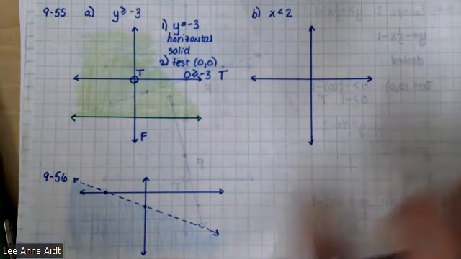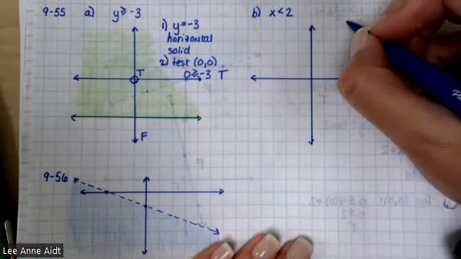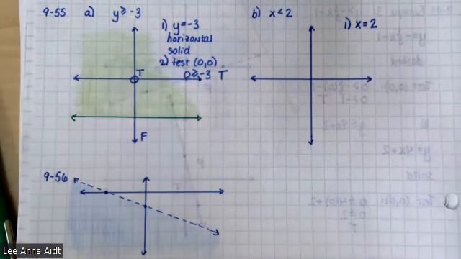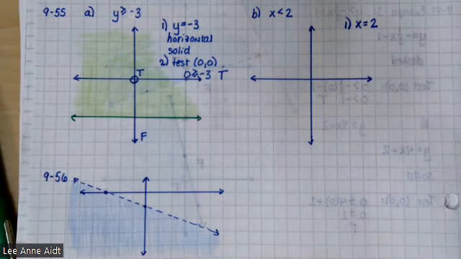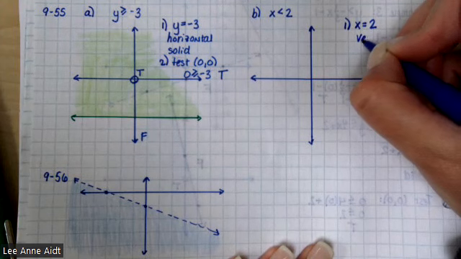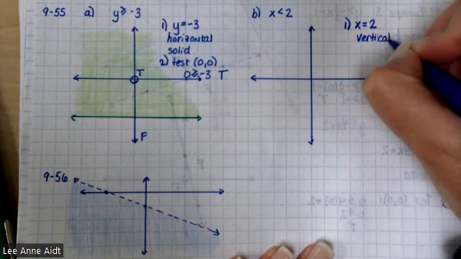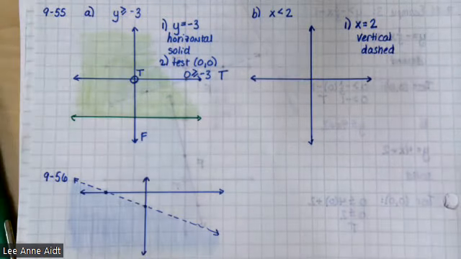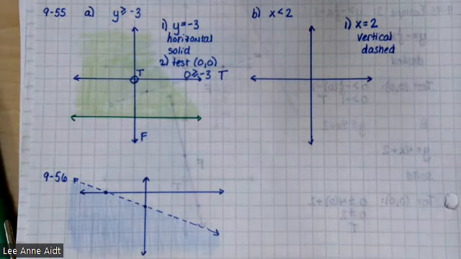Okay, so B. Step 1, pretend you have equals, x equals 2. X equals 2 is a vertical line, and it's going to be dashed. Okay, so the vertical part comes from chapter 2, but the dashed part comes from chapter 9.